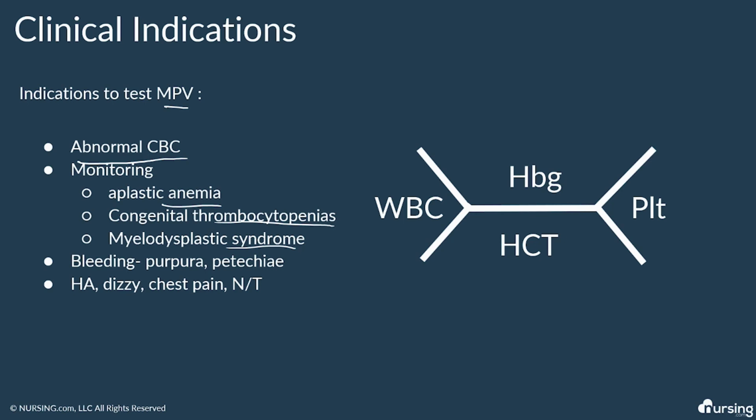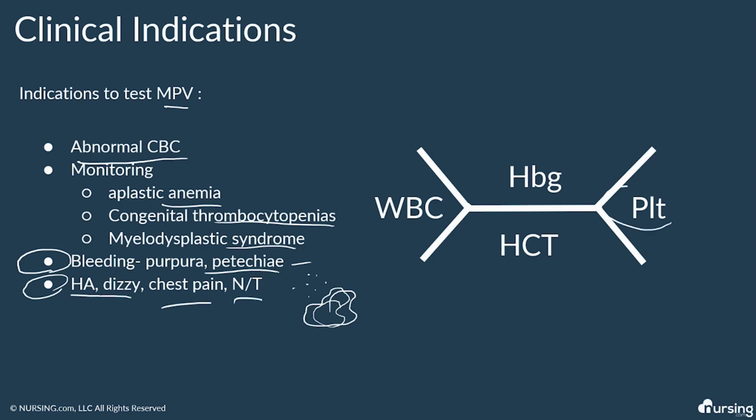Now, what would we see in clinical presentation with a patient? They could have bleeding. This could be from anywhere, but we also will see it first in a skin evaluation. So this could be little petechiae that have formed, or it could be nice, big, dark purpura. These patients may present with headaches, dizziness, chest pain, and numbness and tingling.